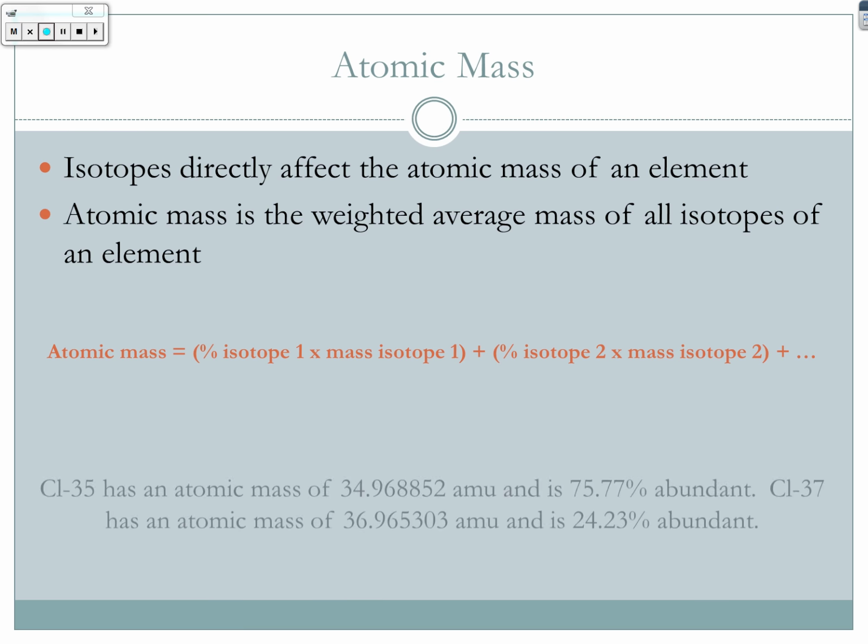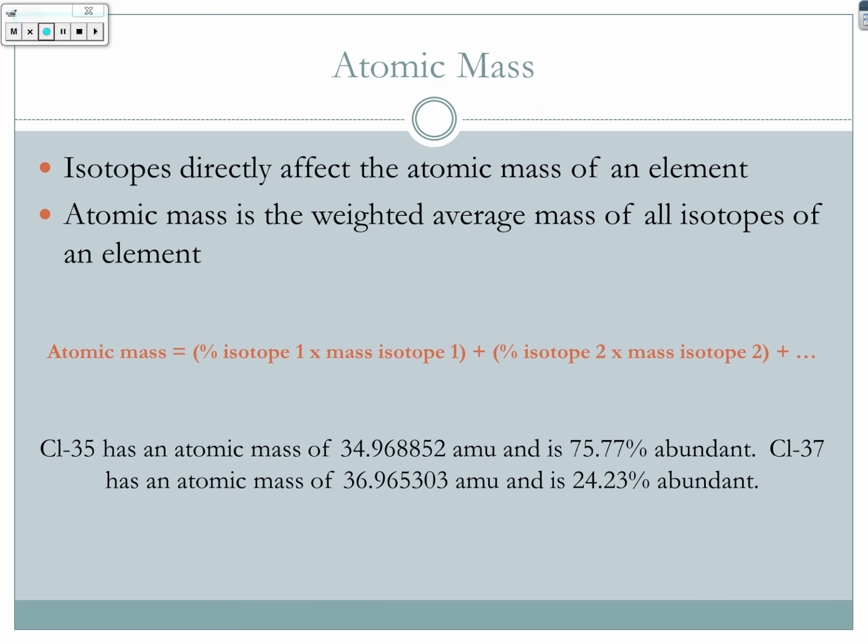So let's look at an example. Chlorine 35 has an atomic mass of 34.968852 AMU, or atomic mass units, and is 75.77% abundant, so it's the most abundant of the isotopes. Chlorine 37 has an atomic mass of 36.965303 AMU, or atomic mass units, and is 24.23% abundant.